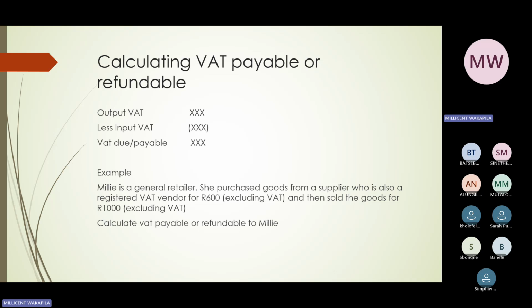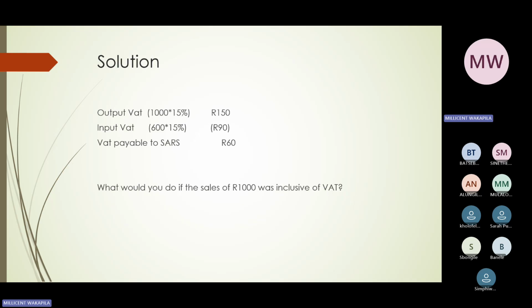15%, the number on top, is the one that we're looking for, and 100% is what we have. Do you remember that thing we say: what we're looking for over what we have? So the 100% is what we had because it was excluding VAT, and the 15% is what we were looking for, that was the 150.